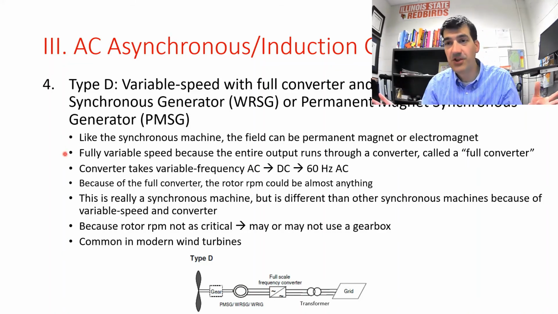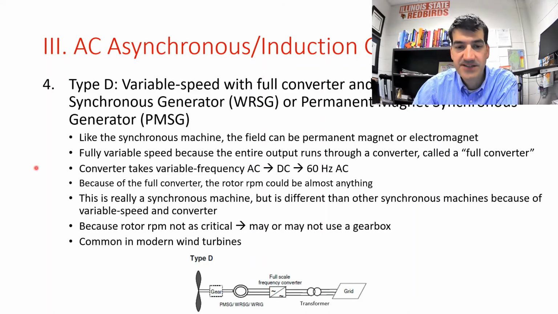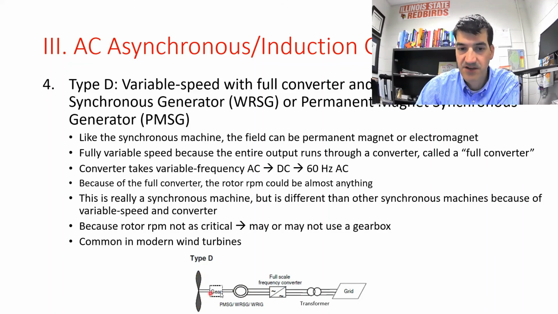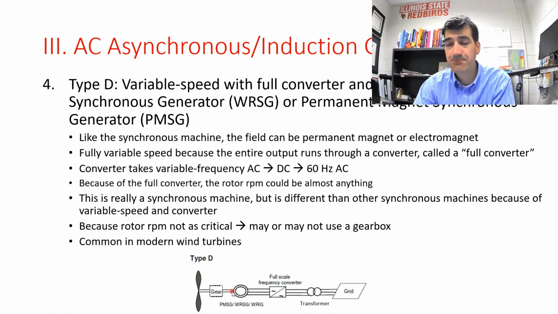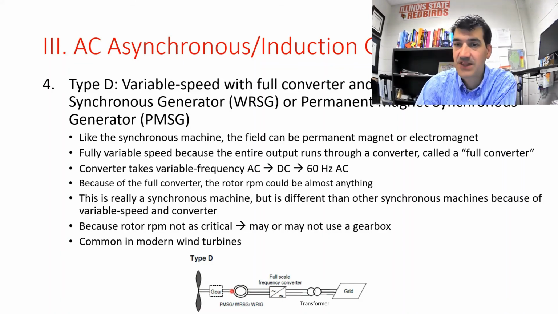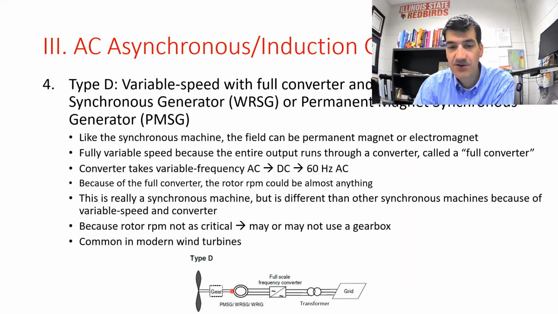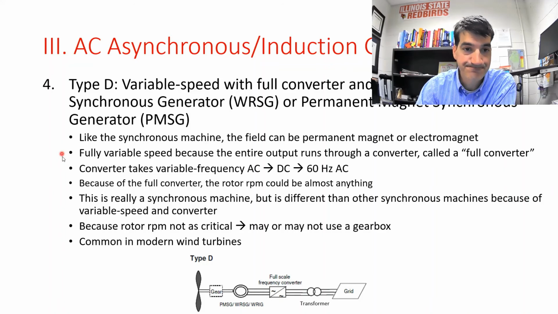We have pretty much fully variable speed, which means that the rotation speed of the wind turbine, and the rotation speed going into the generator, could be pretty much anything. It almost doesn't matter, because it doesn't matter what the output frequency here is. We're going to take all of it and put it into the converter anyway. So if it doesn't matter what the output frequency is, then it doesn't really matter what the input RPM is. So that's really nice. It's fully variable speed.